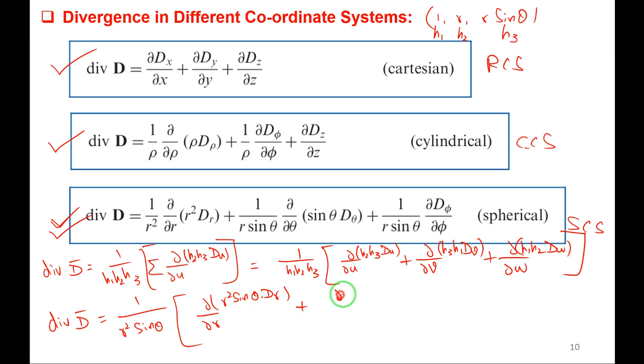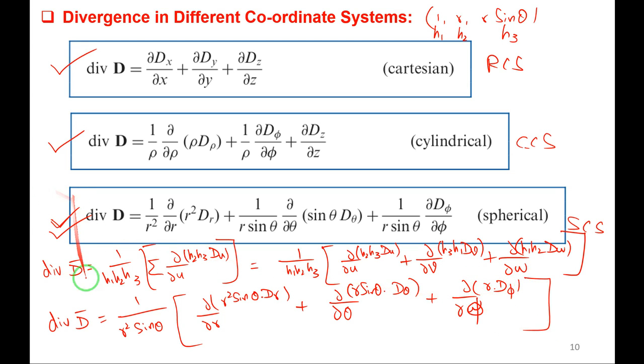Plus dou by dou v. Next, v means our next coordinate is theta. Dou by dou theta of H3 into H1. H3 is r sine theta and H1 is 1, so r sine theta into d theta. dv is nothing but d theta. Plus dou by dou w of H1 into H2, which is 1 into r, so r. And w is phi, so dou by dou phi of r d phi.